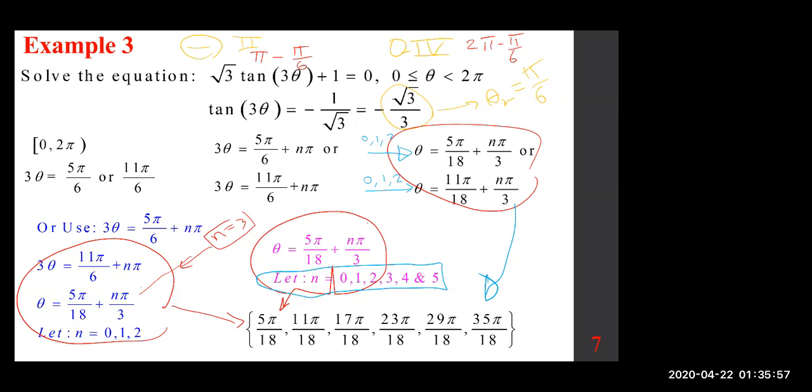Starting with 0 all the way to 5. Okay. Why 5? Because 2 times 3 is 6 minus 1. That's why. But the better approach, in my opinion, is to use 0, 1, 2 for each case. Okay? So just so I'm clear, I did the math real quick. 5 pi over 18, 11 pi over 18, 17 pi over 18.